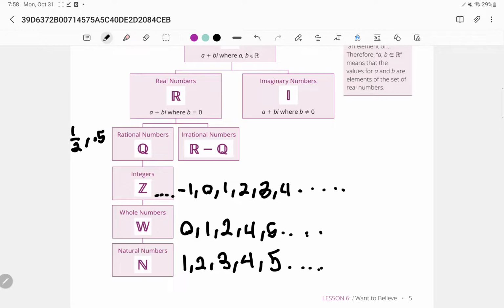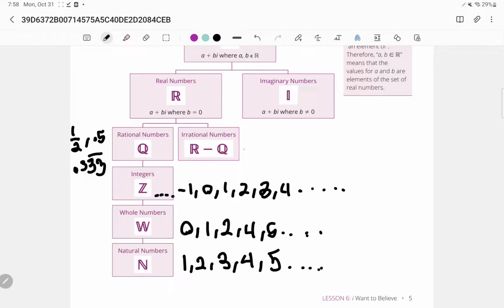Also, another rational number would be something that's continuous. For example, you get 0.233 and then you have a line over it. That means that decimal is going to keep repeating forever. If you have that, that's also a rational number. So anything that is a decimal that repeats, or a fraction, is going to be considered a rational number.